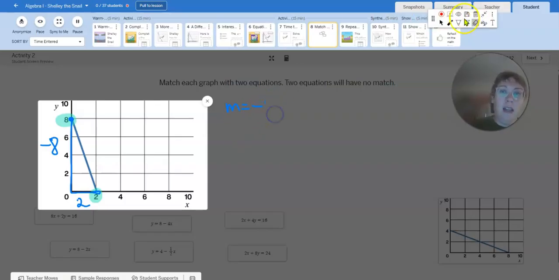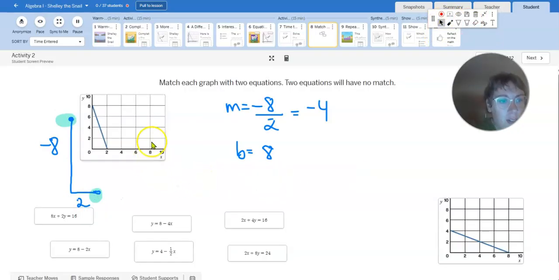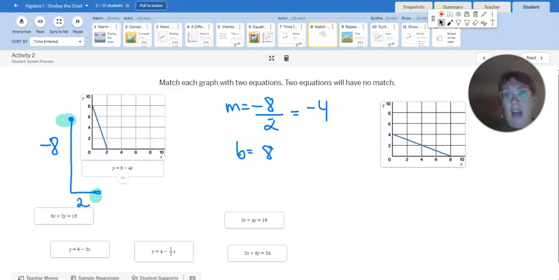Just to show you how I got that, -8 is the change in y, divided by 2, which is our change in x, gets us -4. And our y-intercept is 8. So our first equation is going to be y-intercept of 8 and slope of -4. We have it right there. Beautiful.